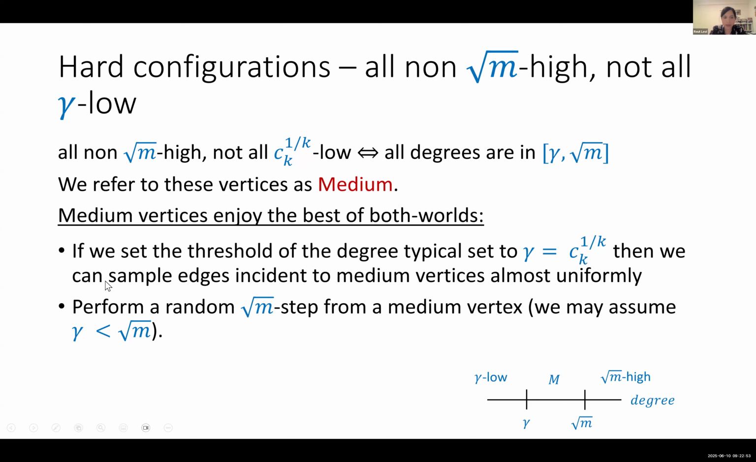And then the other benefit of medium vertices is that they can also serve as a low degree vertex. Namely, we can perform a random square root of m step from a medium vertex, since the degree of the medium vertex is bounded by square root of m.